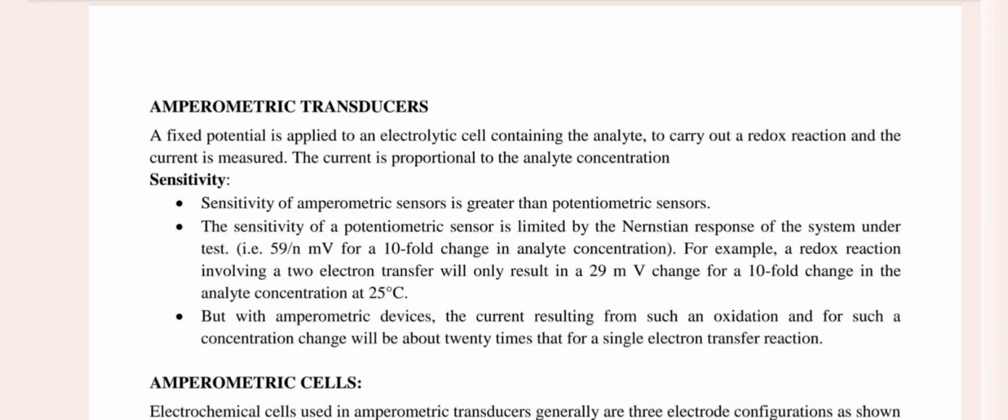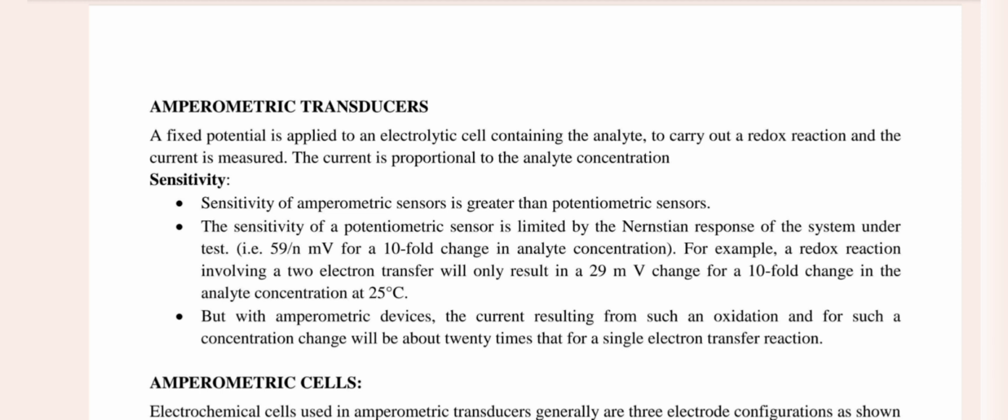Next topic is amperometric transducers. An amperometric transducer is an example of an electrochemical transducer. We already studied that there are different types of electrochemical transducers on the basis of what parameter we are measuring, or what type of electrical signal is obtained. When the electrical signal is obtained in terms of potential, that is known as a potentiometric transducer. If it measures conductance, then that type of electrochemical transducer is known as a conductometric transducer.